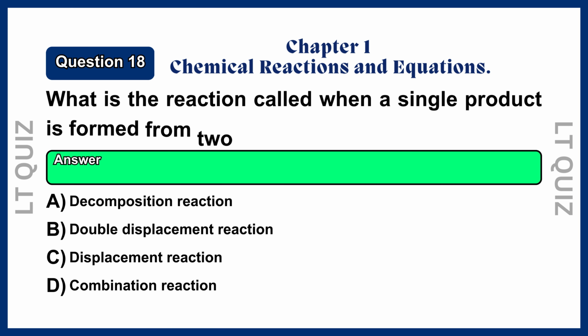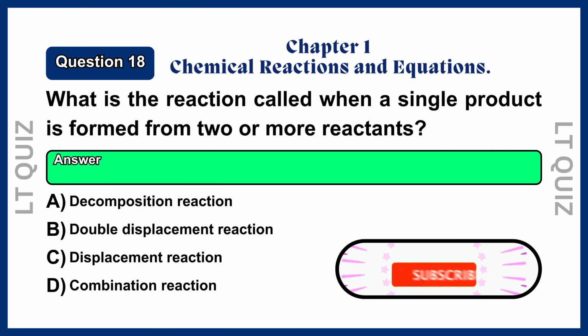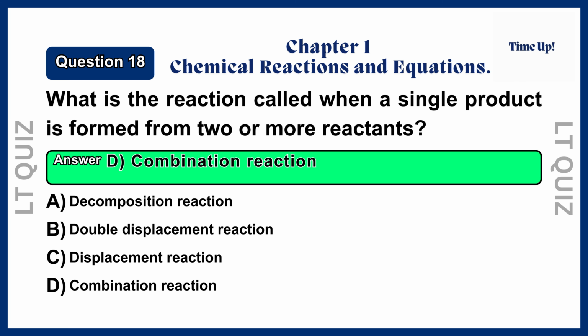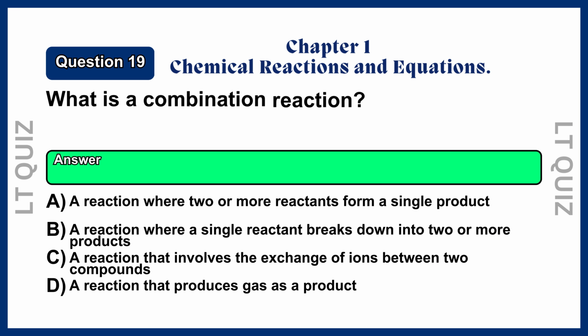What is the reaction called when a single product is formed from two or more reactants? The correct answer is option D, combination reaction. What is a combination reaction? The correct answer is option A, a reaction where two or more reactants form a single product.